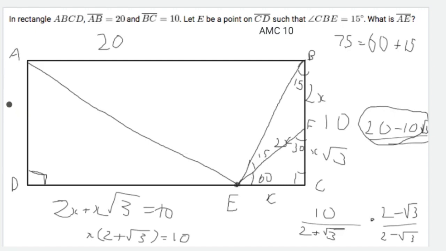We do know that AD is 10, and we know CD is 20 because it's equivalent to AB. But we want to find AE. We can use the Pythagorean theorem now: AD squared plus DE squared equals AE squared. And we're going to go with that idea. So let me make some space now.